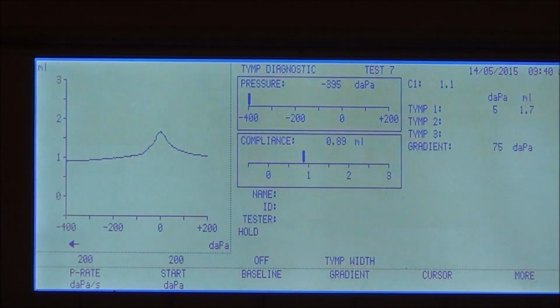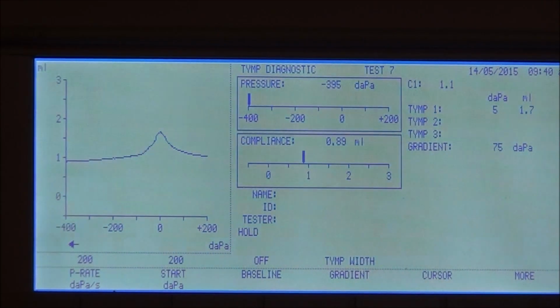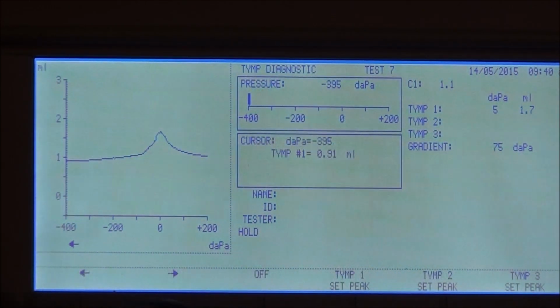Because it's closer to 1? No, sir. Air canal volume. Yes. So air canal volume is the starting compliance. You understand? Because that is what got subtracted. You understand?